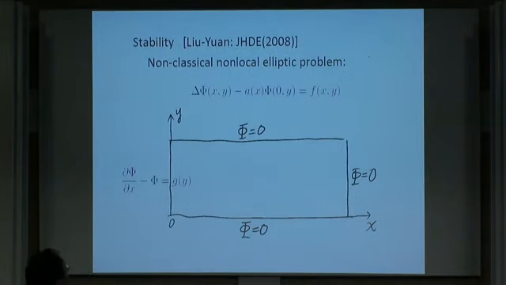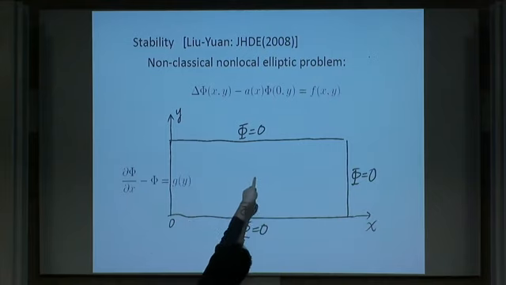And the stability was established in this paper. It is interesting that some non-classical non-local problems appear, which have never been seen before. Here we see a second-order elliptic equation with a lower-order term, and the boundary data.